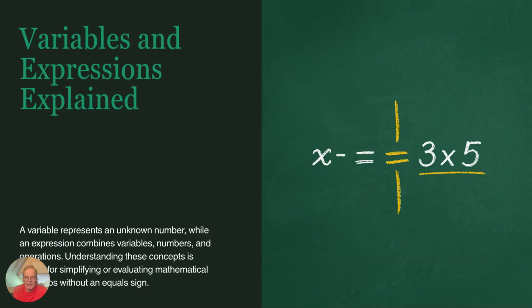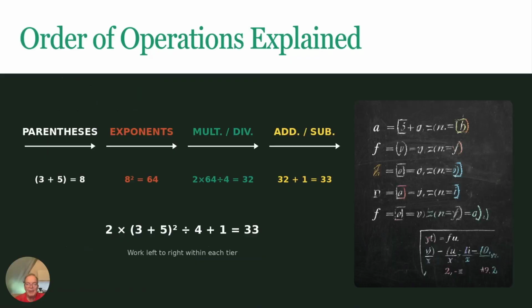All right, first up, variables and expressions. A variable is just a letter that stands in for a number that you don't know yet, like x or y. An expression is a math phrase built from variables, numbers, and operations, like 3x plus 5. There's no equal sign in an expression. It's not something you solve. It's something you simplify or evaluate. Once you get comfortable treating a letter the same way as you treat a number, this whole subject gets a lot less intimidating.